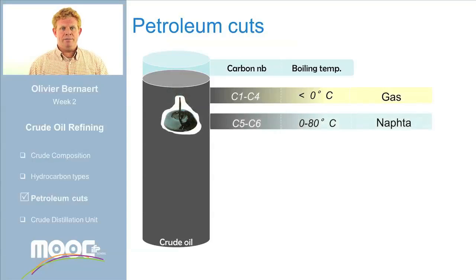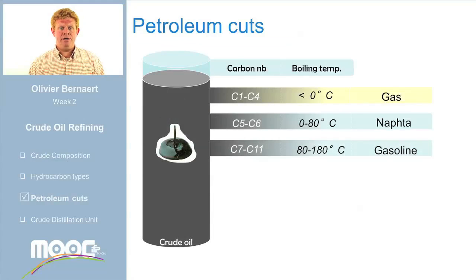Then we have the naphtha cut. This cut is the raw material used in the petrochemical industry to produce different types of plastics with different properties. The naphtha cut has a carbon number range between 5 and 6 and a boiling temperature range between 0 and 80 degrees Celsius. The boiling temperature range mentioned here is directly linked to the volatility and distillation curve discussed in the previous video with Ludivine.